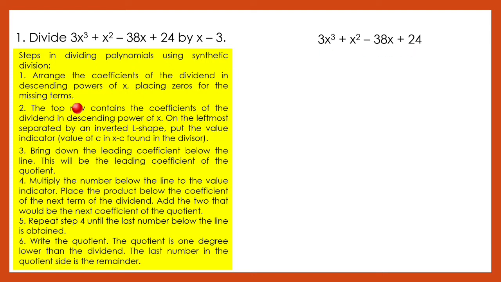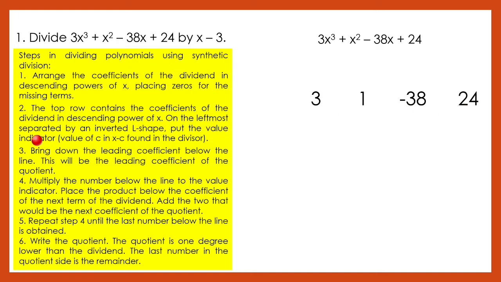So, proceed tayo sa step 2. The top row contains the coefficients of the dividend in descending power of x. So, ang kukunin natin dito yung mga coefficient. Ibig sabihin yung mga number lang. Hindi natin kukunin yung variable. So, we have 3. Ang coefficient ng x squared is 1. Ang coefficient ng x is negative 38. And then yung constant natin which is 24. Yun yung ilalagay natin sa top row. So, 3, 1, negative 38, positive 24.